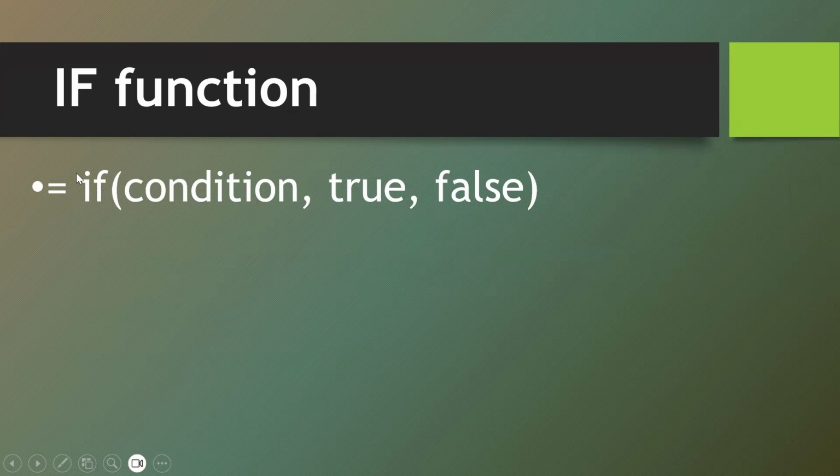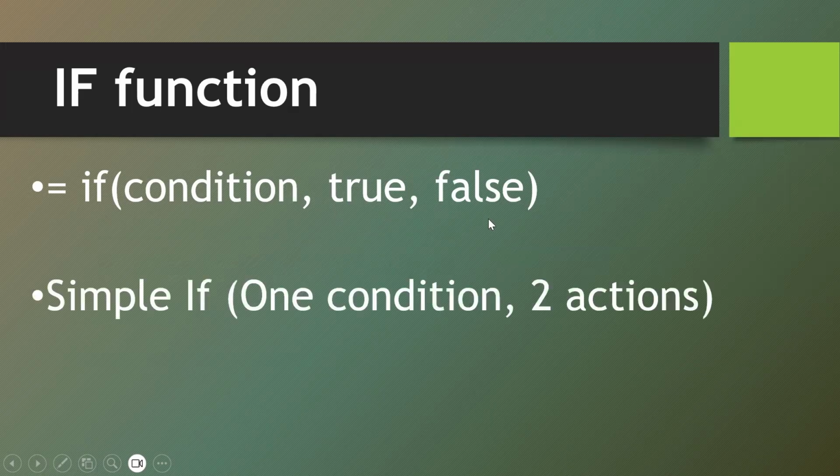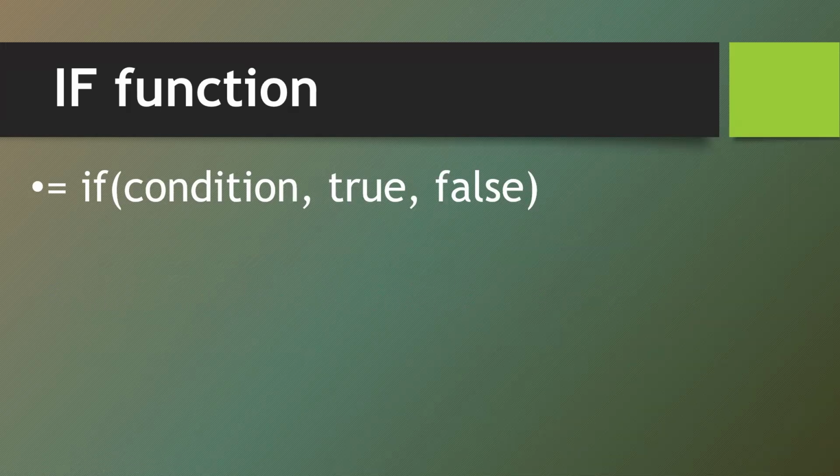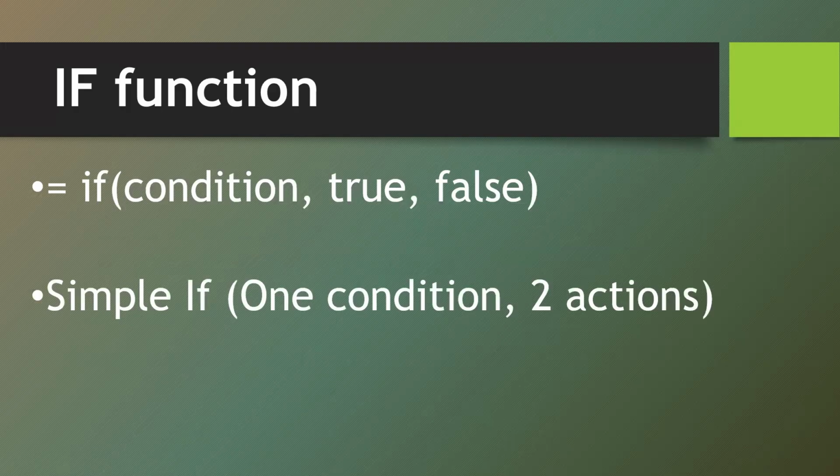This is an example. The syntax of the if function is equals, the function name if, and between parentheses three parameters: the condition, then what will happen if that condition is true, and the third one is what will happen if that condition is false, and there are separators between every parameter. The if function has many forms. For example, the simple if has one condition, like what we see here, one condition and two actions.